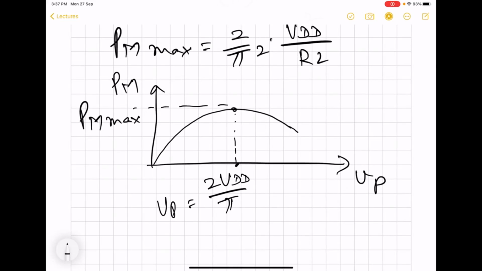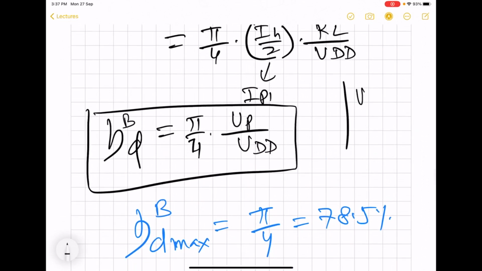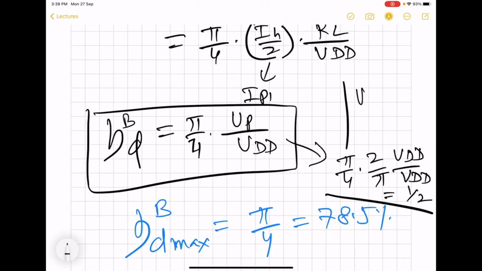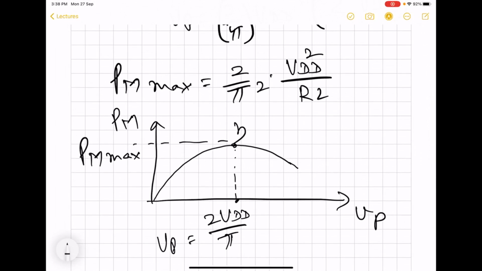And for this case, if we calculate the efficiency here, this will be pi by 4, 2 by pi, VDD by VDD, equal to 1 by 2. So the output swing for which we get the maximum power consumption in the MOS corresponds to 50% efficiency. So at the peak of this curve, eta D is 50%.